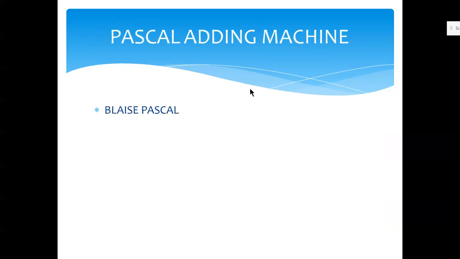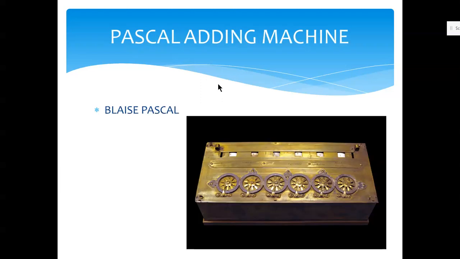Next is the Pascal adding machine. Blaise Pascal, a French mathematician, invented the first mechanical calculator at the age of 19 in the year 1642. It used gears, wheels, and dials. Numbers were displayed by rotating the wheels. It was capable of performing addition and subtraction. The gear principle was further employed in many mechanical calculators. A taximeter is a perfect example of a mechanical calculator.